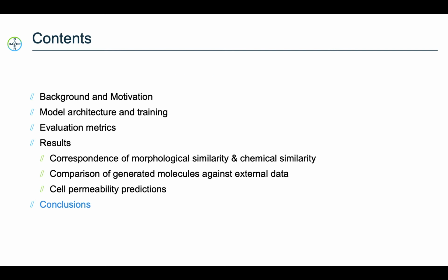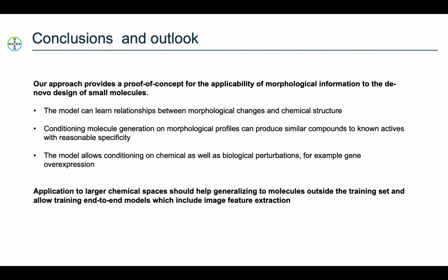Okay, and finally, now coming to the conclusions. So the main conclusion is that our approach provides a proof of concept for the applicability of morphological information and morphological profiles to the design of new targeted small molecules. And for example, we have shown that the model can learn relationships between morphology and chemical structure. We also showed that conditioning molecule generation on morphological profiles can produce similar compounds to known actives with reasonable specificity.